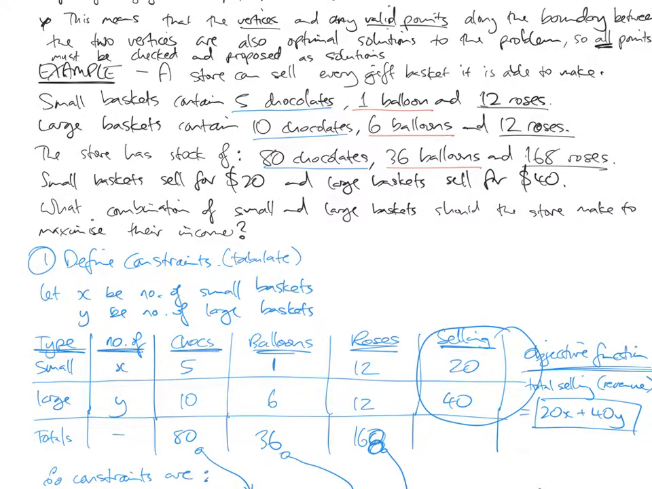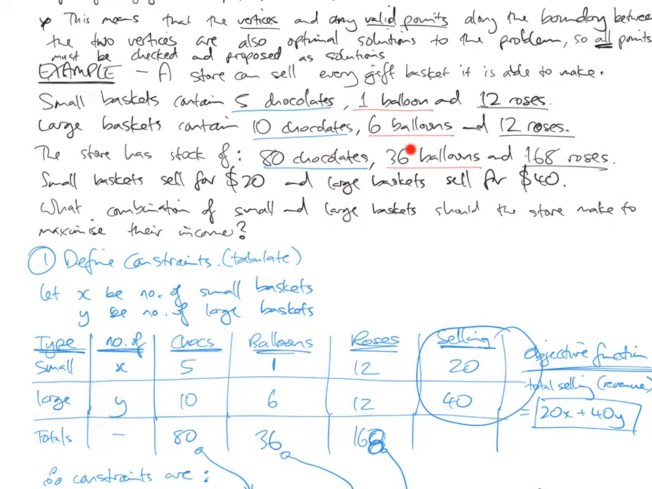This example is going to be largely pre-done because obviously you've seen the previous videos, which had to be cut down very much to get them to fit. To fit this into one video, I want to start from sort of halfway through the process. So a store can sell every gift basket it's able to make. Small basket contained 5 chocolates, 1 balloon, 12 roses. Large baskets, 10 chocolates, 6 balloons, 12 roses. Store has a stock of 80 chocolates, 36 balloons, 168 roses.